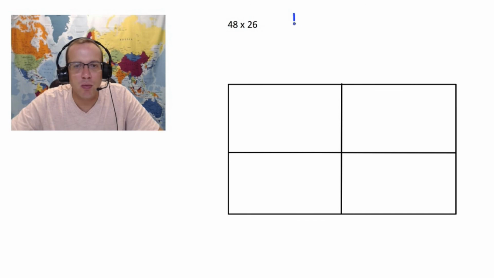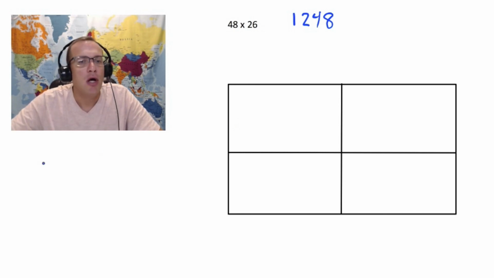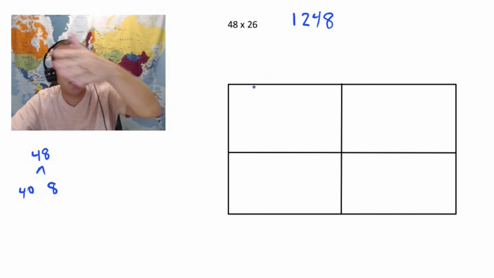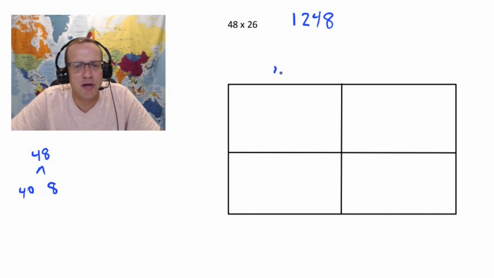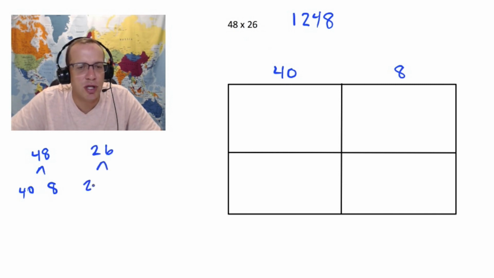Our answer is 1,248. All right, so let's go ahead and talk about how we got that answer of 1,248. Well, first we're going to break up the 48 into two different numbers. That's going to be 40 and 8. So let's go ahead and write those in. You can either write them on top or on the side. It doesn't matter. Let's go ahead and write it on top. 40 here and 8 here. Okay, 26. Let's break up that number. 26 has a 20 and a 6. So we're going to have a 20 here and a 6 over here.